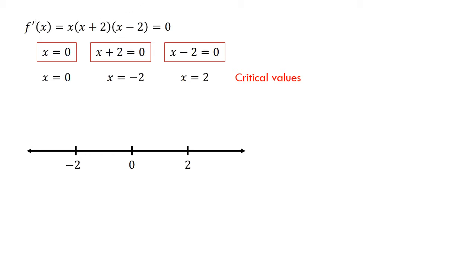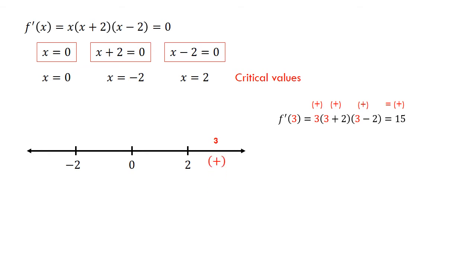Okay, on the interval from 2 to infinity, x is greater than 2, we can pick 3, and plug into f prime of x. So f prime of 3 is 3 times 3 plus 2 times 3 minus 2, which is 3 times 5 times 1, and equal to 15, it is positive. Actually we don't need to know the value, we just need to know whether it is positive or negative. Or we can consider like this, 3 is positive, 3 plus 2 is positive, and 3 minus 2 is also positive, then positive times positive is positive. So that means, on this interval the slope is positive, the function is increasing.